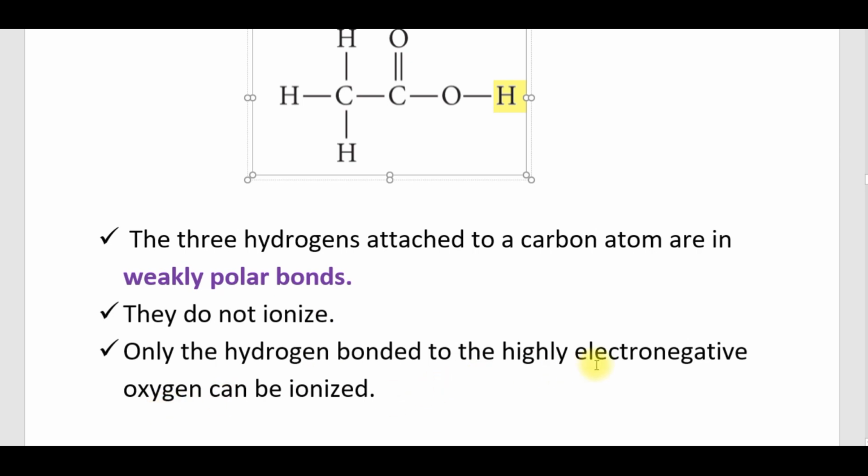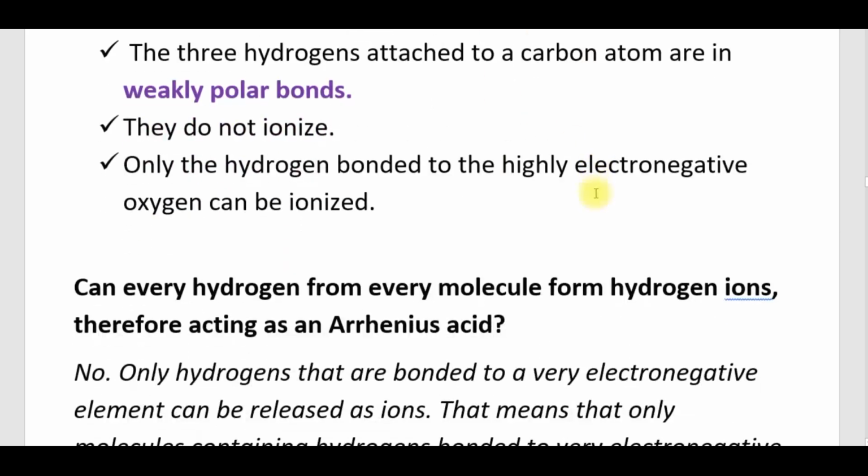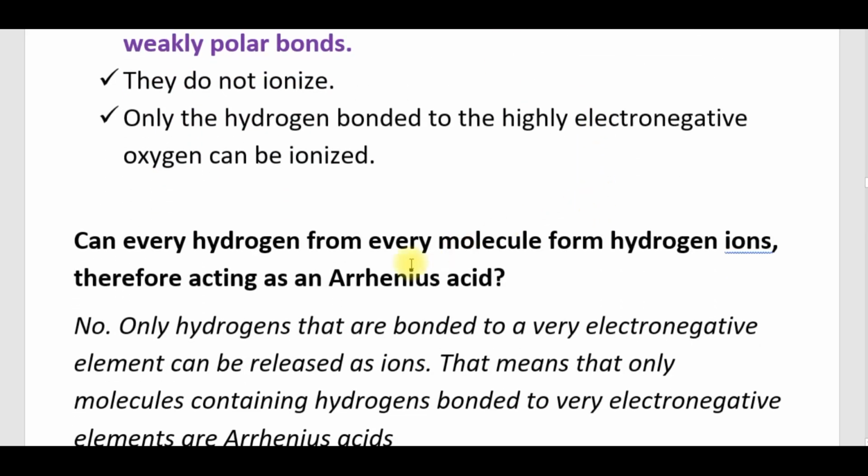Only the hydrogen bonded to highly electronegative oxygen can be ionized. Here the ionized hydrogen is shown; that is, the hydrogen connected to the highly electronegative oxygen. Then one question arises: can every hydrogen from every molecule form hydrogen ions, therefore acting as an Arrhenius acid? No, it is not at all practically possible. Only hydrogens that are bonded to a very electronegative element can be released as ions. If a particular hydrogen is not attached to a highly electronegative element, then it cannot be released as an ion, or it cannot be ionized.